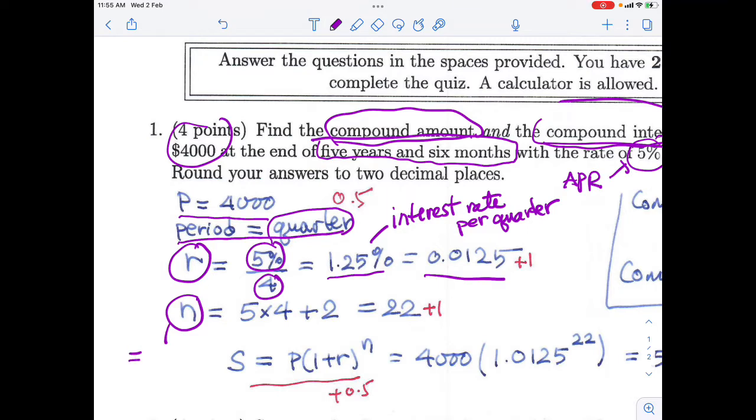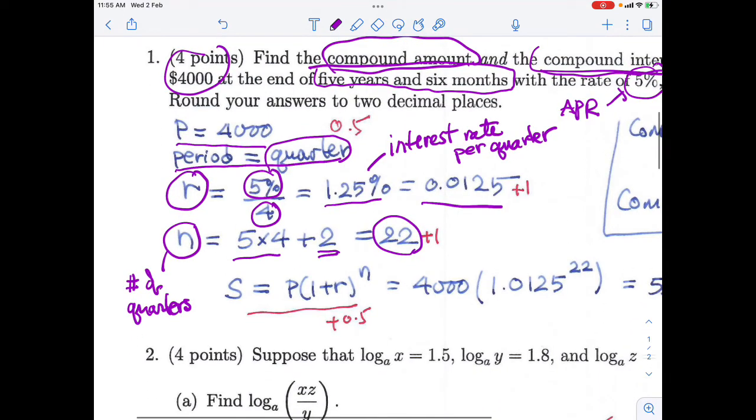N is the number of periods. So in this example, we are looking for the number of quarters. Okay, so 5.5 years, right? So 5 years corresponding to 20 quarters, and then 6 months, it's another 2 quarters. So N is equal to 22.